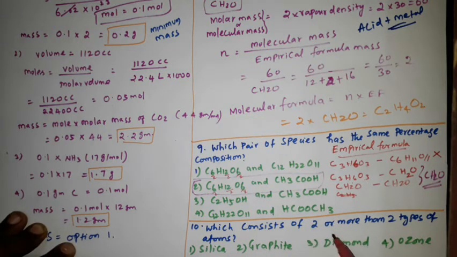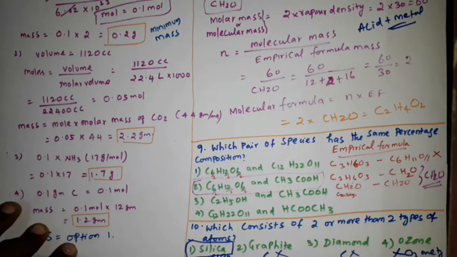Which consists of 2 or more than 2 types of atoms? Silica formula is SiO2, graphite carbon C, diamond C, ozone O3. See here, this will not be the correct answer. 2 or more than 2 types of atoms. See here, only one type. So this is the wrong answer. Here silicon is there, oxygen is there. So option 1 is the correct answer.